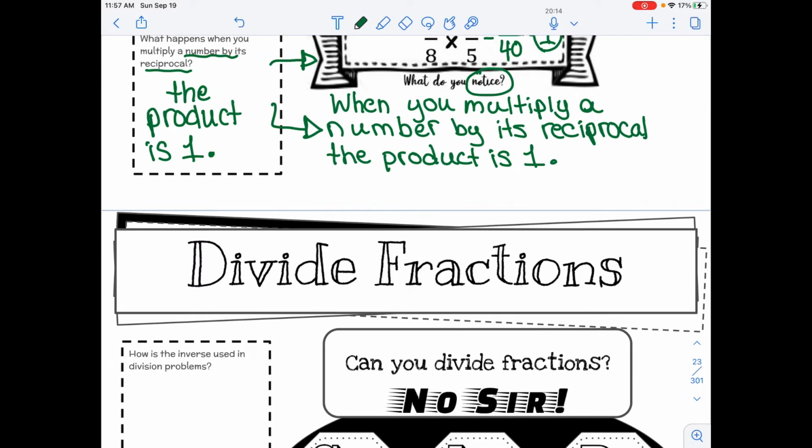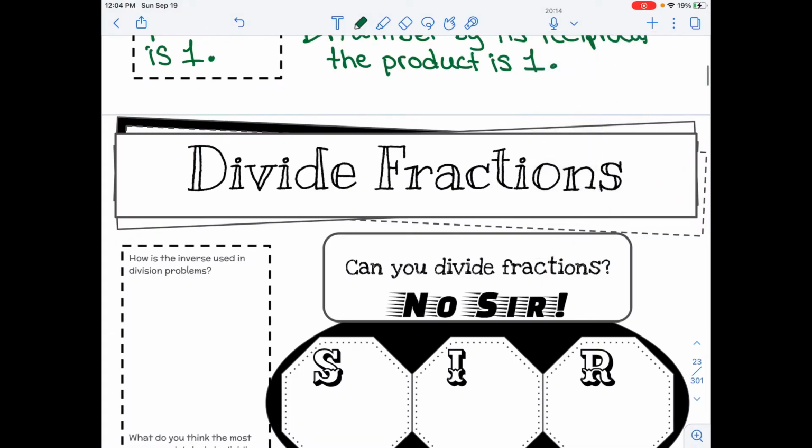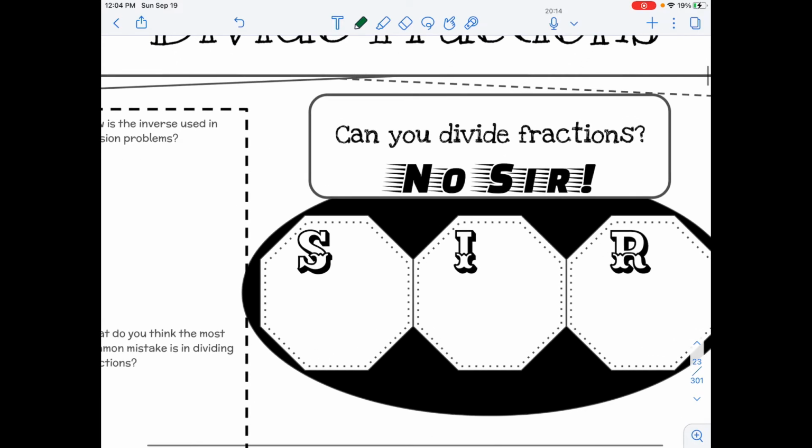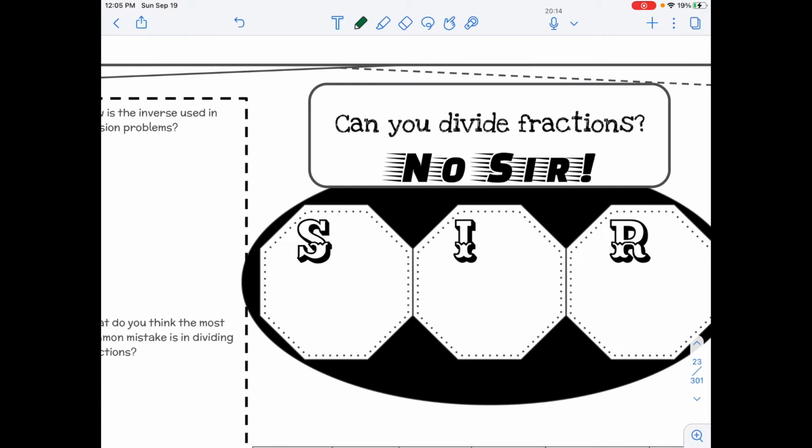We also have a strategy and rule that we need to follow for dividing fractions. Okay, before we get into practicing, let's go over the rules we need to follow for dividing fractions. We are going to say, can you divide fractions in class? And your response is going to be no, sir. Yes, I am a ma'am, but no, sir is going to help you remember the strategy.